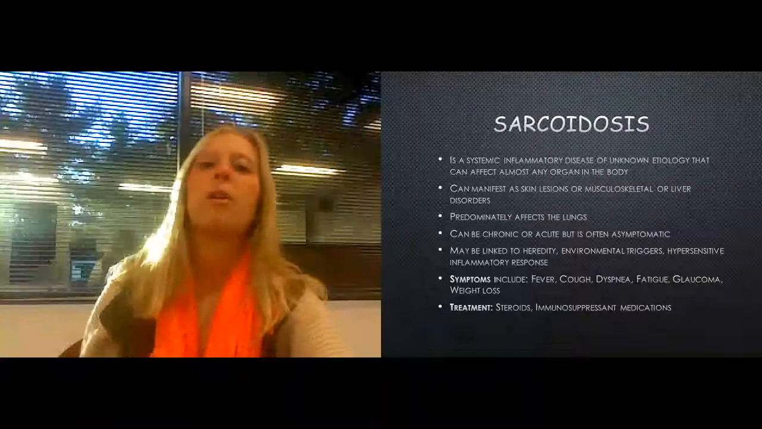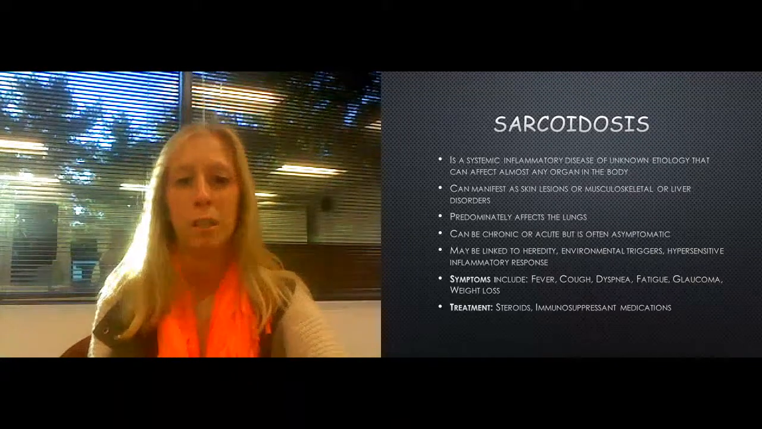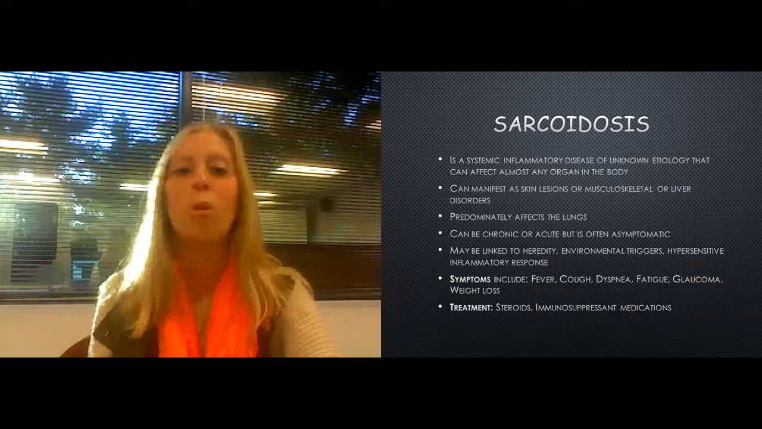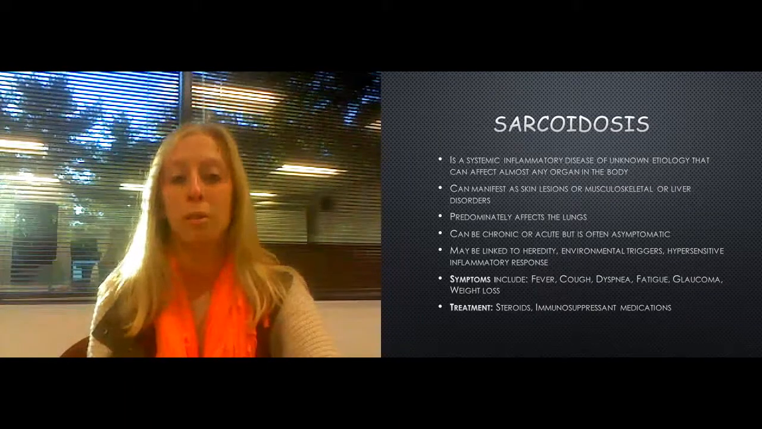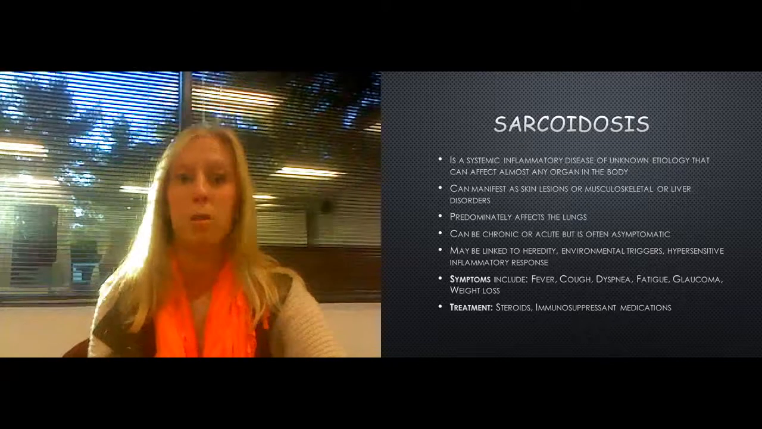So sarcoidosis is a systemic inflammatory disease of unknown etiology that can affect almost any organ in the body. It can manifest as a skin lesion or as musculoskeletal or liver disorders. It predominantly affects the lungs, and some symptoms include fever, cough, dyspnea, fatigue, glaucoma, and weight loss.